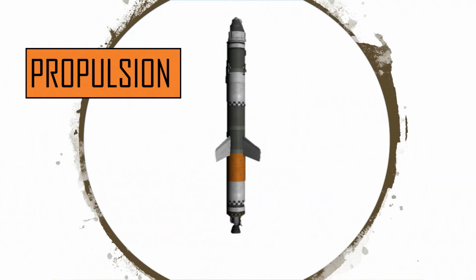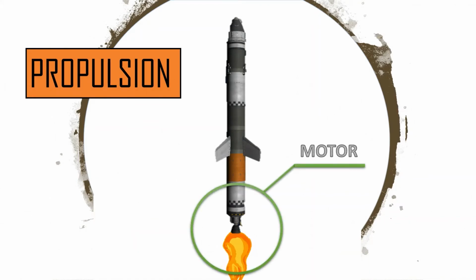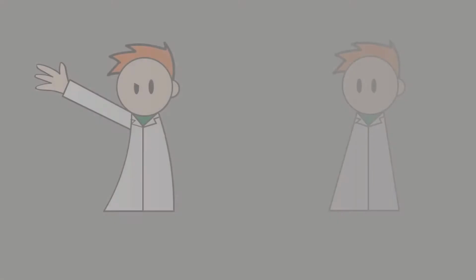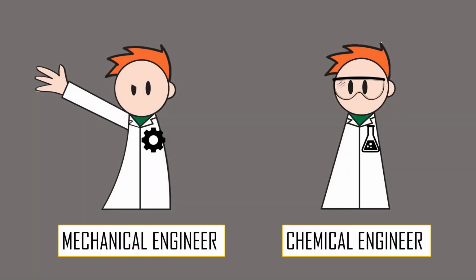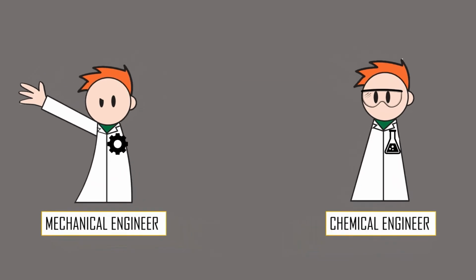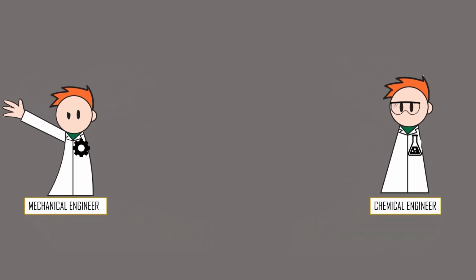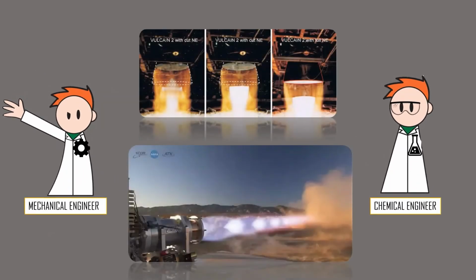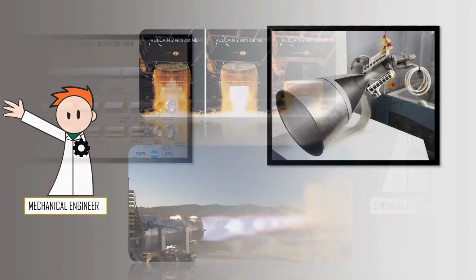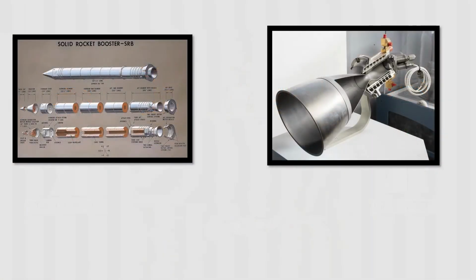Propulsion is defined by the systems of the rocket that give it lift. Yes, my friends, we are talking about the business end of the rocket motor. Typically, mechanical and chemical engineers will be the ones heading this system up. Their job is to decide what type of motor is needed and what kind of fuel will work best. The most popular types of motors include solid rocket motors and liquid rocket motors.